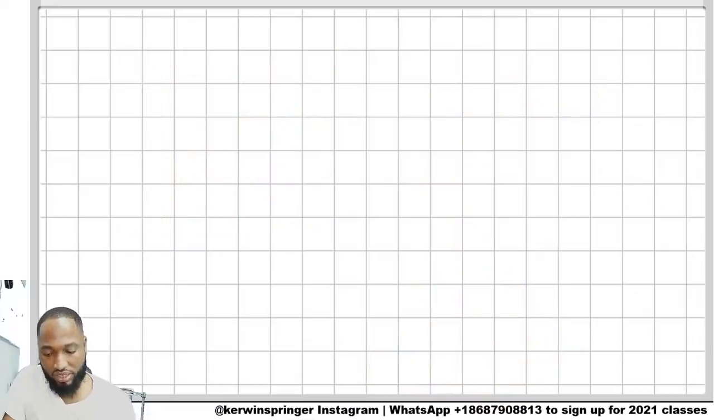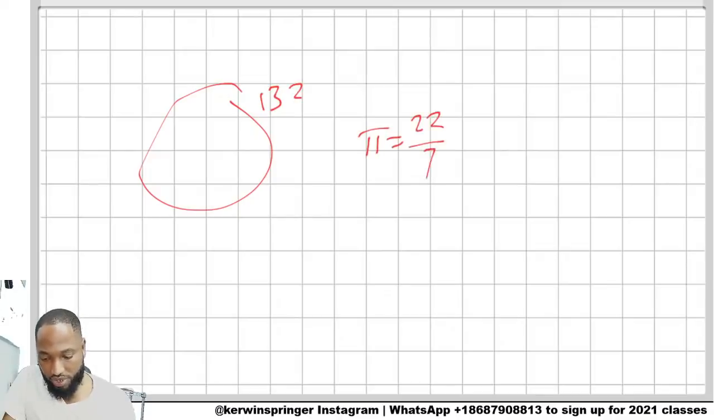The circumference of a circle is 132. Given that pi is equal to 22 over 7, the radius of the circle in centimeters is what?